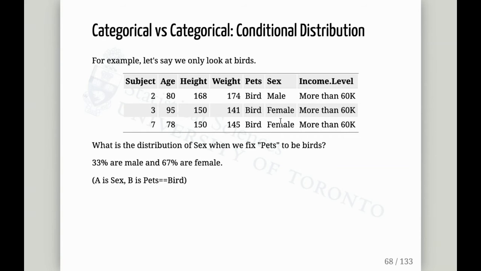Similarly for females, where A is female, I have to look for females with birds. There are 2. I'm going to divide by 3. That gives 67%.